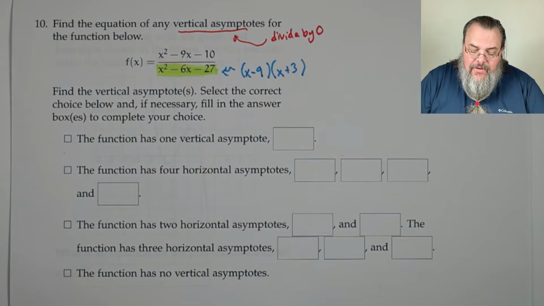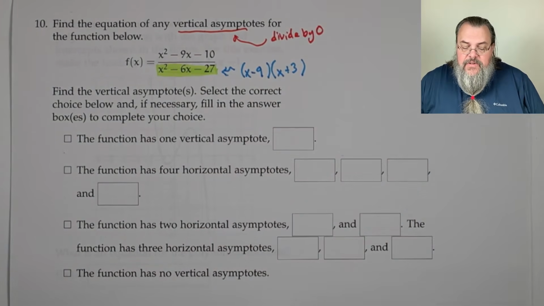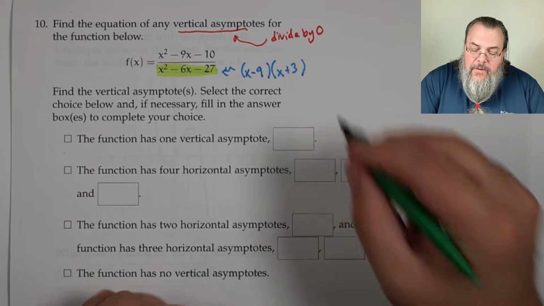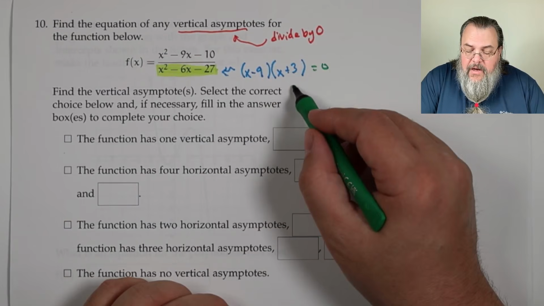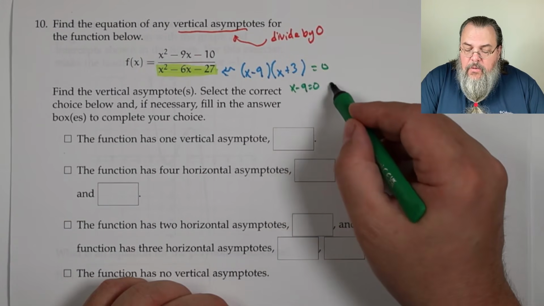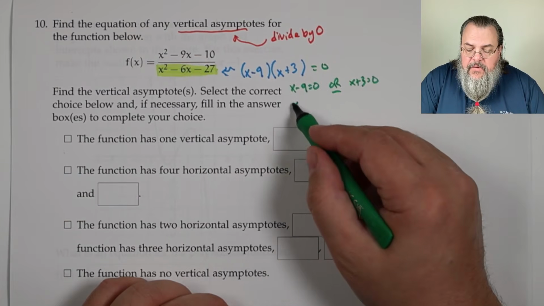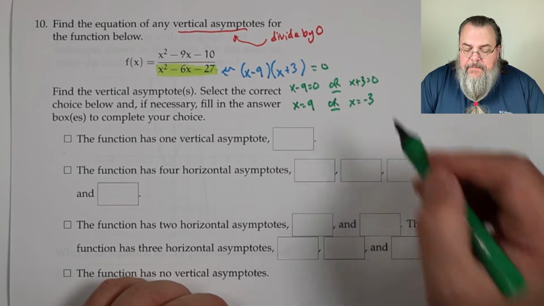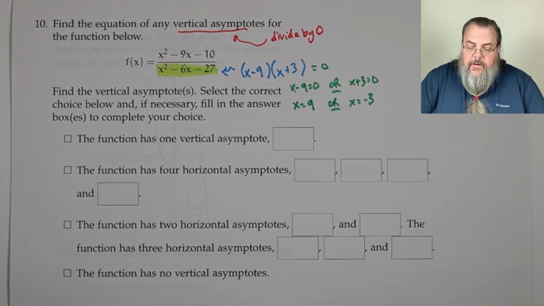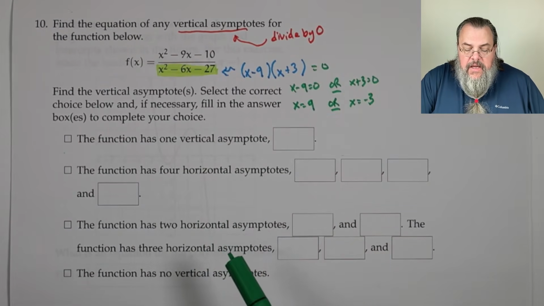All right, so now the denominator looks like x minus 9, x plus 3, and we want to know, when does this equal 0? Well, since we have a product, this becomes either x minus 9 equals 0 or x plus 3 equals 0, which becomes x equals 9 or x equals negative 3. So there we go. And so now select the correct choice below, and if necessary, fill in the answer boxes to complete your choice.